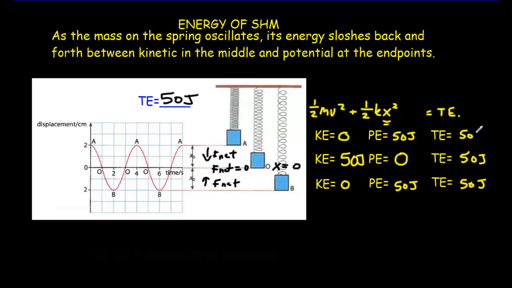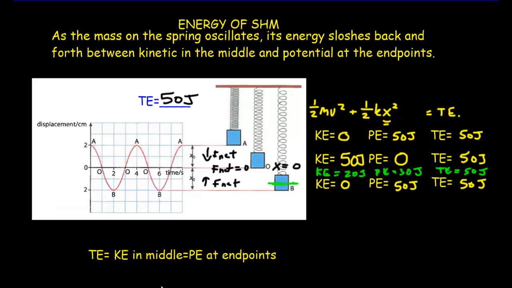Your total energy remains at a constant value of 50 joules. Of course, that's assuming no energy is being lost due to friction. Your amplitude is not decaying. And of course, if we were to take any point in between, let's say we take a point right about here, then we might have a kinetic energy, say, equal to 20 joules. Your potential energy would make up the remaining 30 joules, so that you've got a total energy of 50 joules. But in summary, we can say that the total energy will equal the kinetic energy in the middle at equilibrium, and it will equal potential energy at the endpoints.